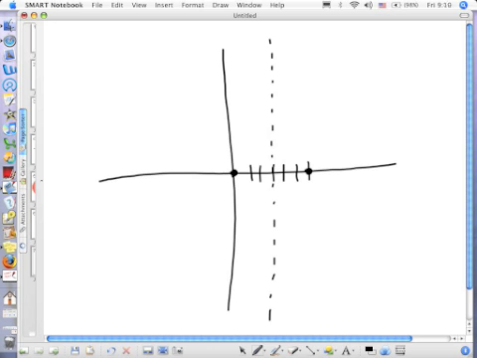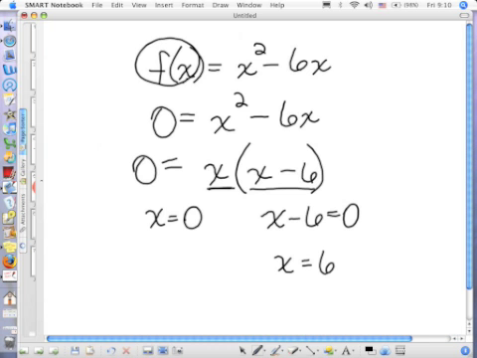Halfway in the middle is your axis of symmetry. So your axis of symmetry is x equals 3. We're halfway to finding the other part of the vertex. Because if x equals 3, then how do you find the y-coordinate of the vertex?